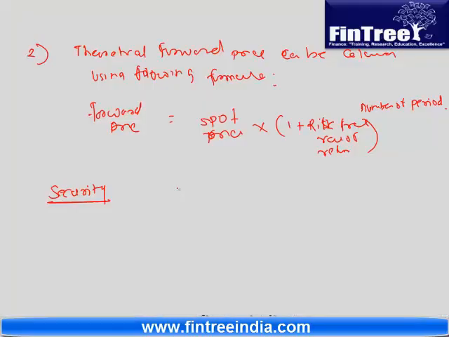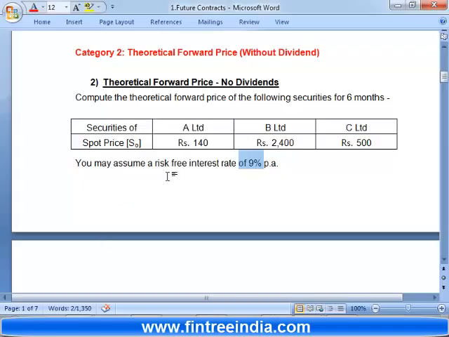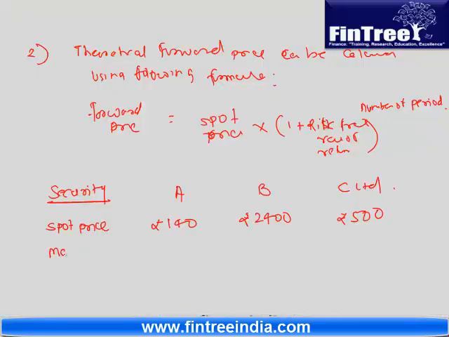Security: A Limited, B Limited and C Limited here. Then write down spot price: 140, 2400 and 500. So rupees 140, rupees 2400, rupees 500. Then write down contract maturity, 6 months for each of them.